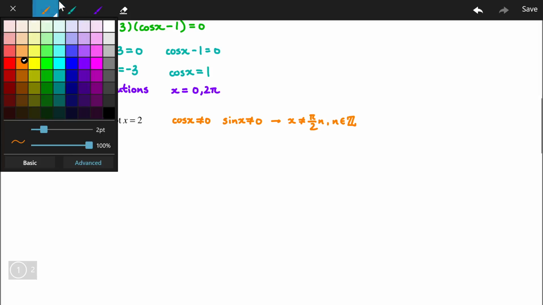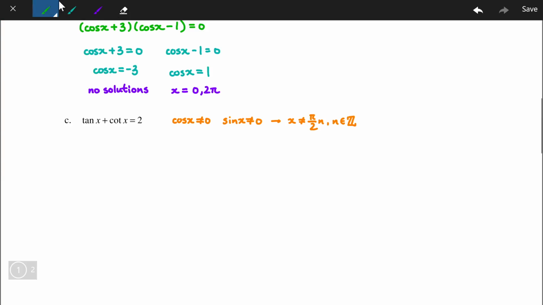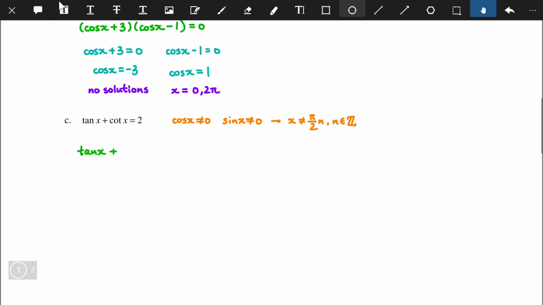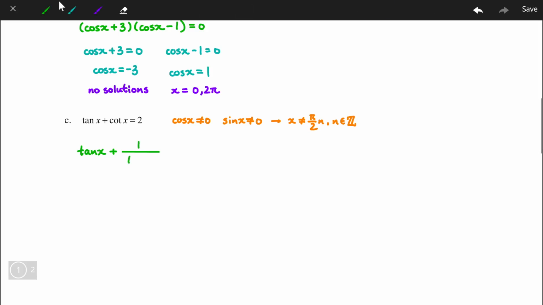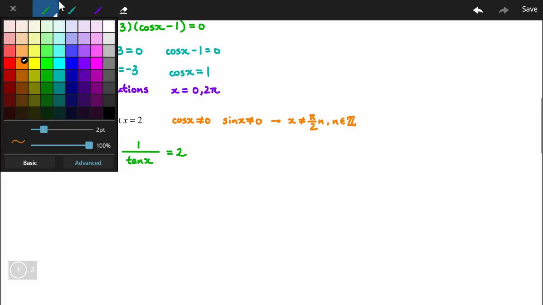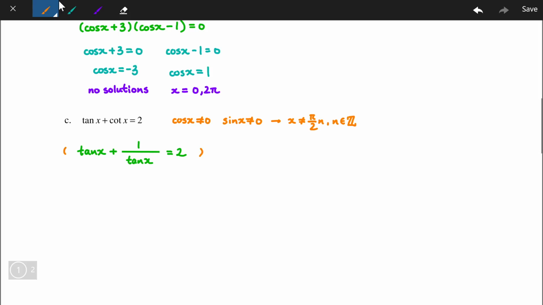So here's what we have. We have tan x plus 1 over tangent x. Let's write it this way. So 1 over tangent x, and that's going to be equal to 2. So what we can do here is multiply every term by tangent x. So the whole entire equation is to be multiplied by tangent x.